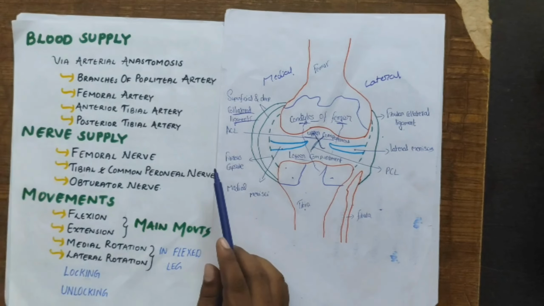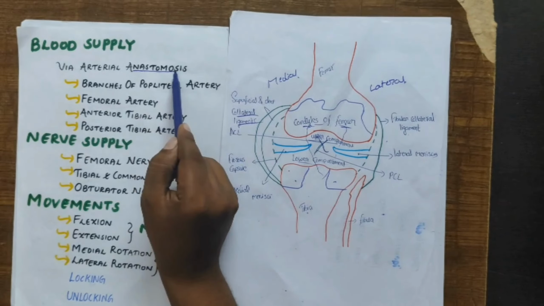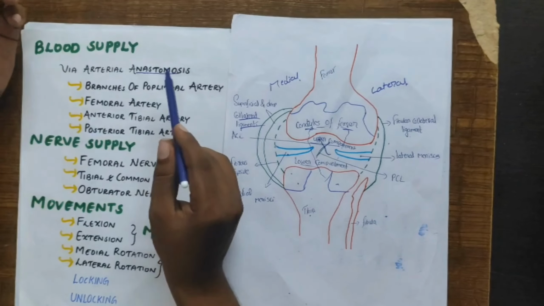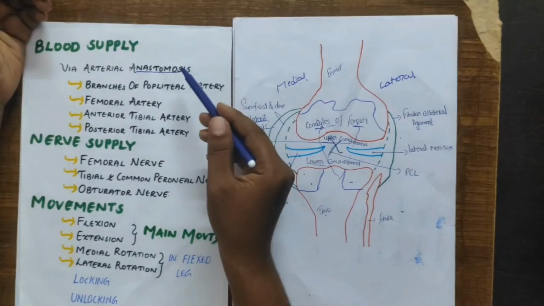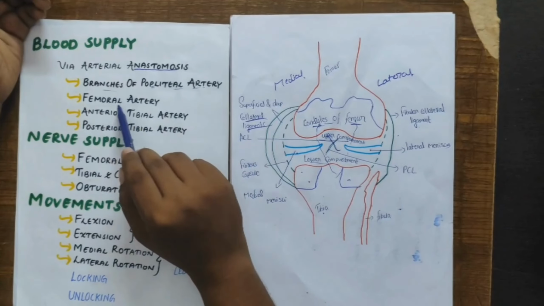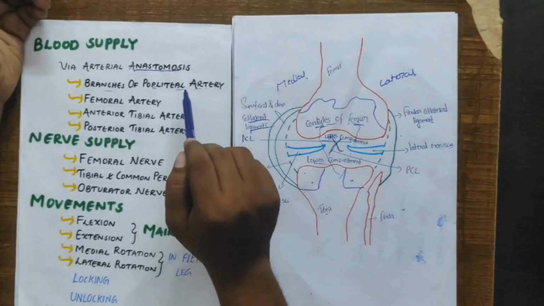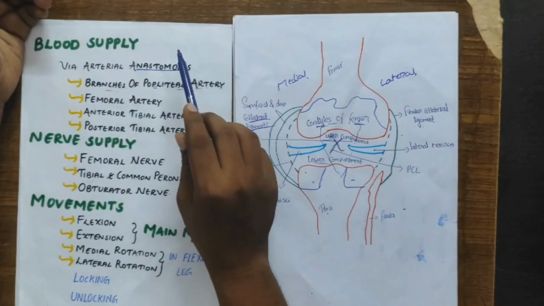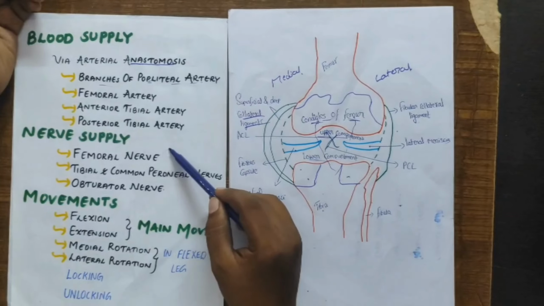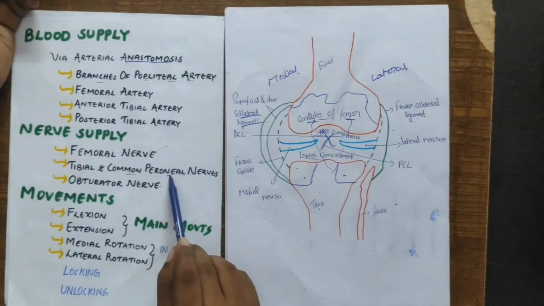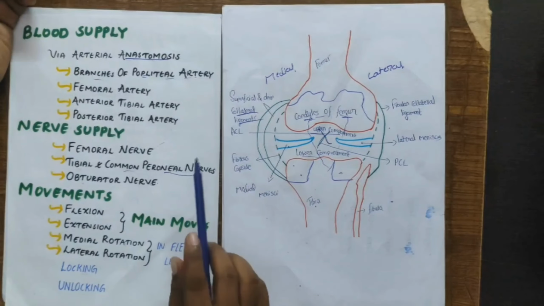Coming to the blood supply of the knee joint, it is done by the anastomosis around the knee joint. It is a separate question, but here we have to at least mention the branches: branches of popliteal artery, femoral artery, anterior tibial artery and posterior tibial artery. Coming to the nerve supply: femoral nerve, tibial and common peroneal nerve, and obturator nerve. These nerves supply the knee joint.